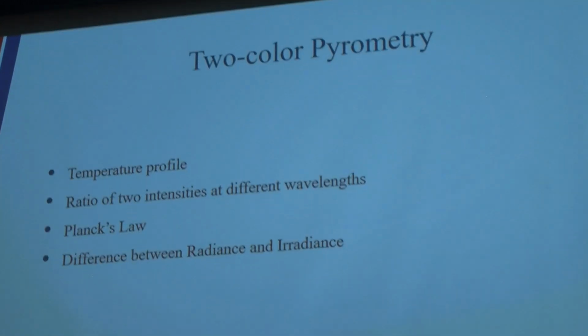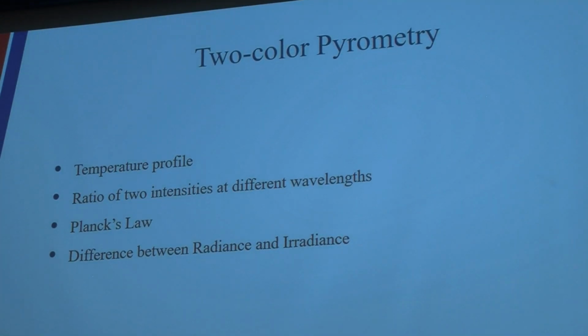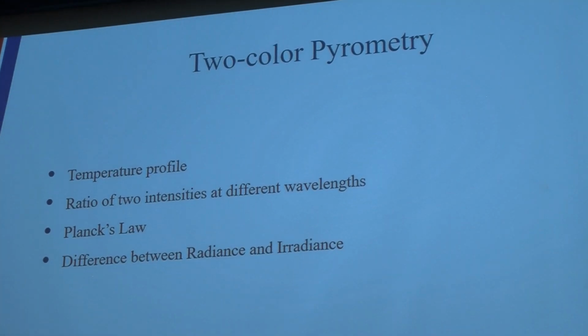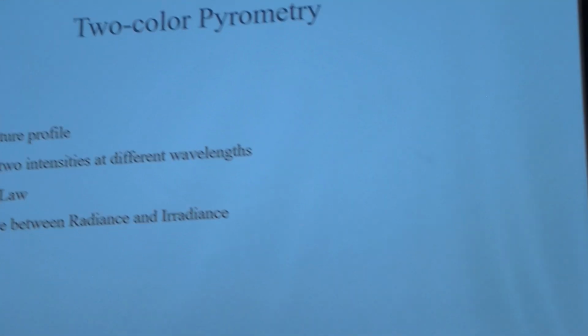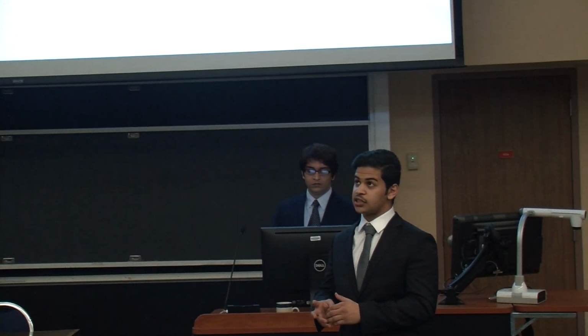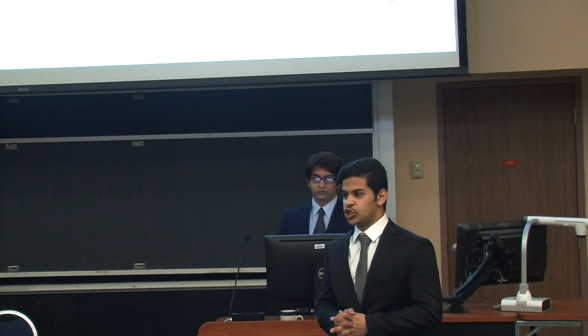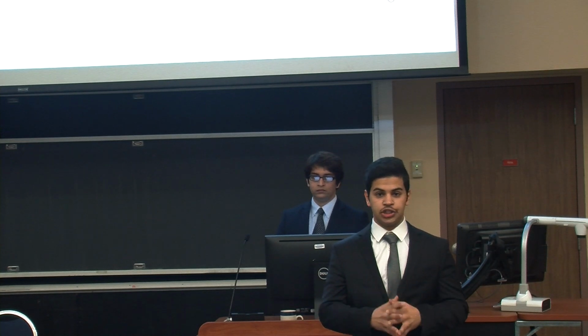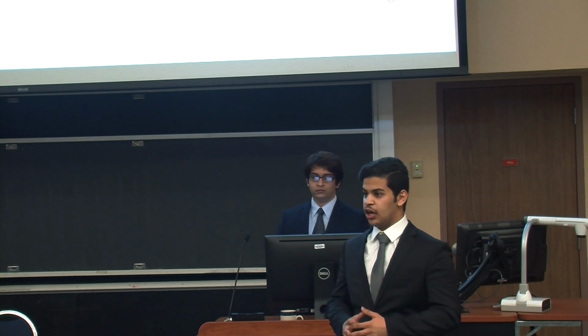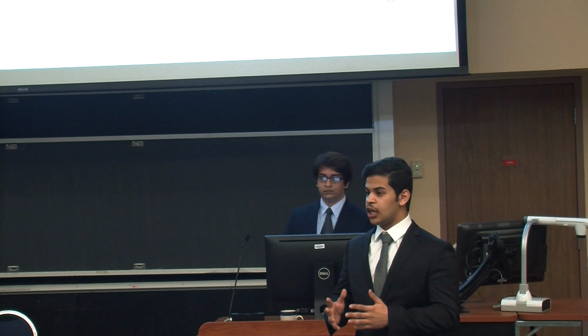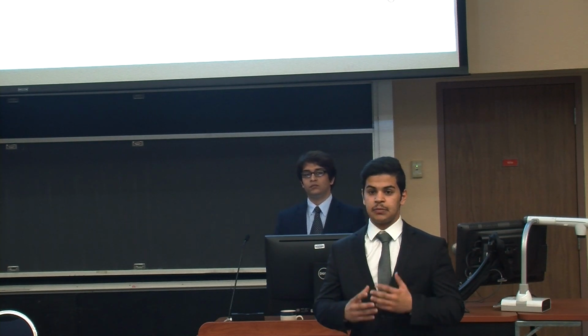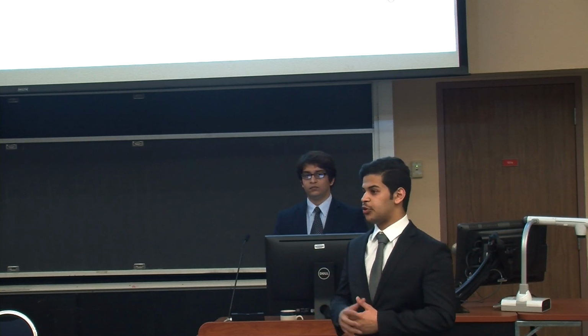So what does pyrometry mean? Pyrometry is a Greek word where pyro means fire and metry means measure. So two-color pyrometry is a technique that relies on the ratio of two intensities at two different wavelengths, plugging these two wavelengths into Planck's law to obtain the temperature profile of a flame. So we use the two-color pyrometry methodology with high-speed cameras, which will be calibrated to obtain the temperature profile by converting the pixel intensities to temperature.